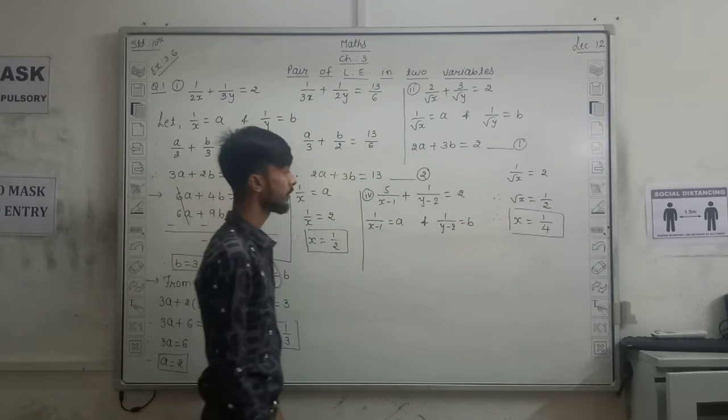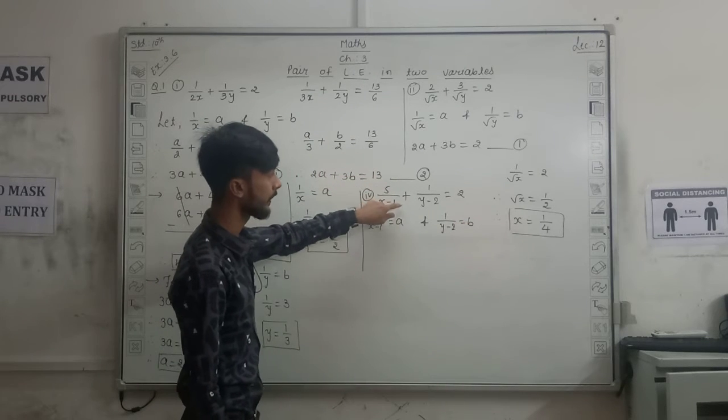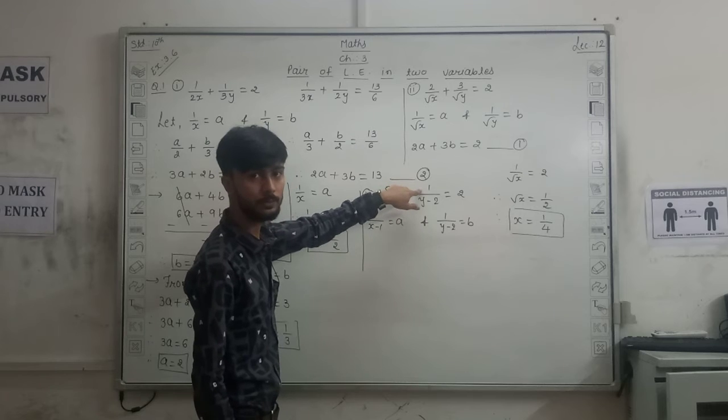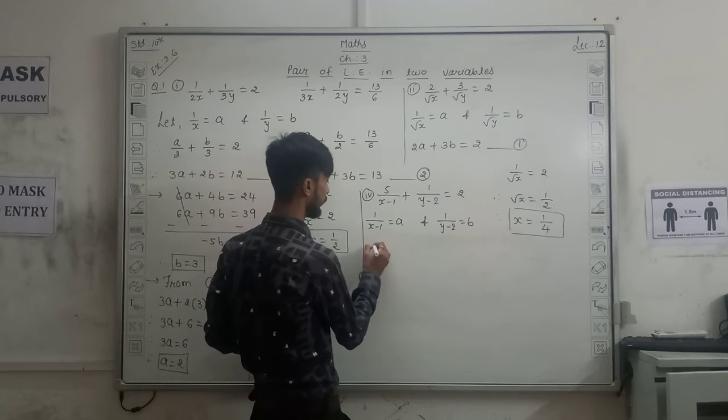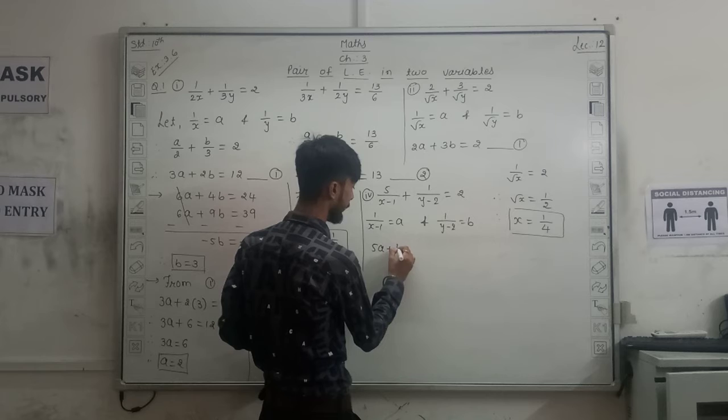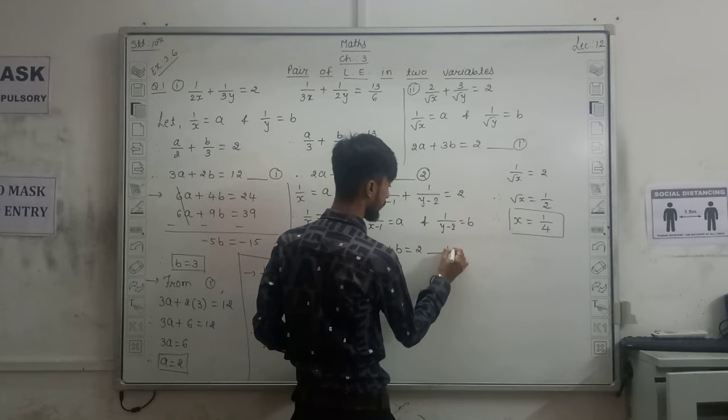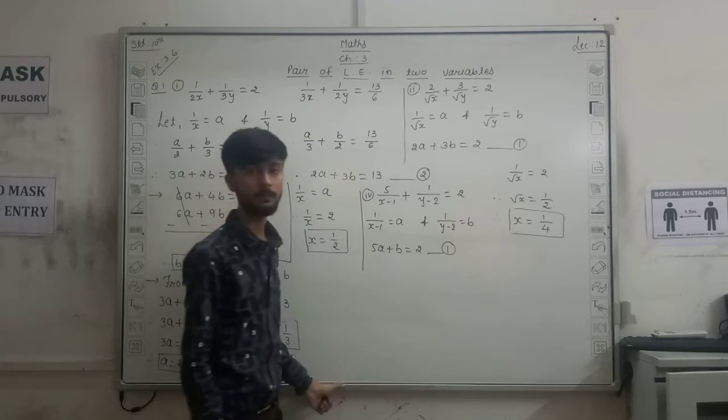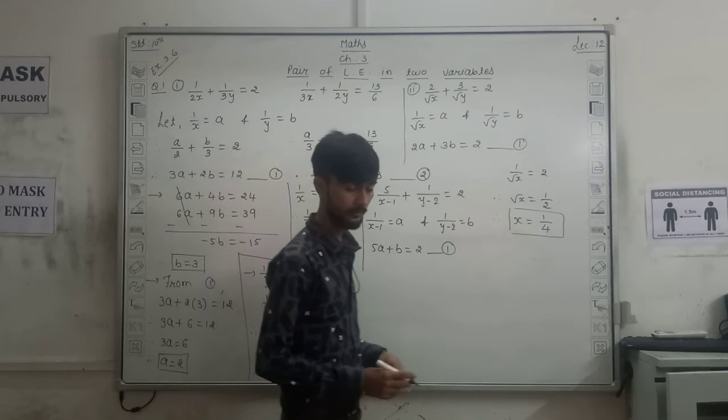So our equation reduces to 5a plus 1, that is only b equals to 2. So 5a plus b equals to 2, which is our first equation. Similarly you can make second also, right?